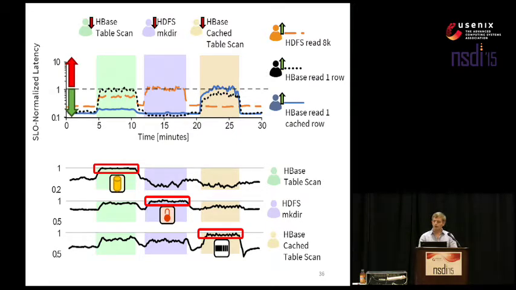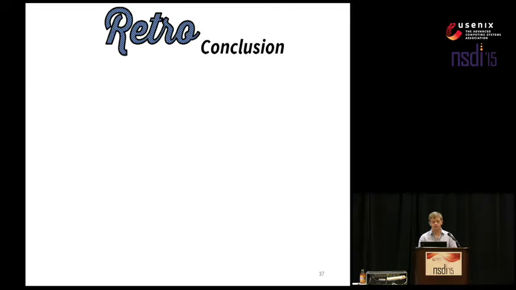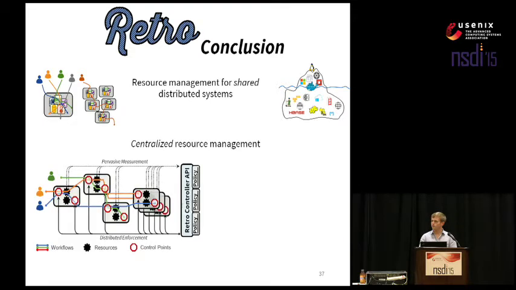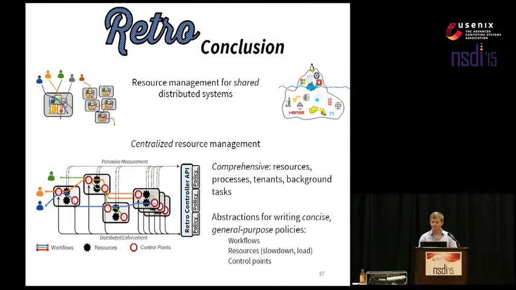So to conclude, we saw many challenges in resource management for shared distributed systems. And we saw examples of outages in the real world due to a lack of comprehensive resource management. Retro is a framework for centralized resource management with a goal of being comprehensive across the resources, processes, and workflows of the system. We provided 3 key abstractions that enable us to write and evaluate several concise general-purpose policies.